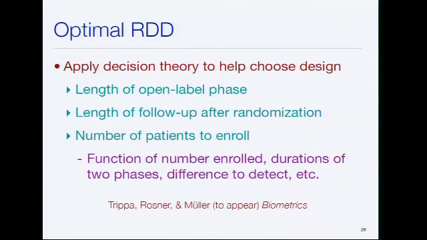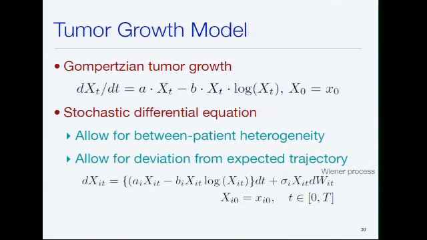And it's all a function of all of these things. And this is all based on a paper that will appear in Biometrics with discussion by a few people. So the particular growth model that we use is this Gompertzian tumor growth model. Use of a Gompertz model to characterize tumor growth actually has a long history.